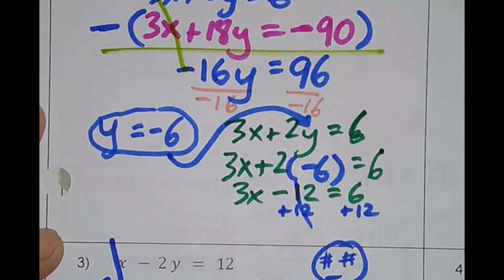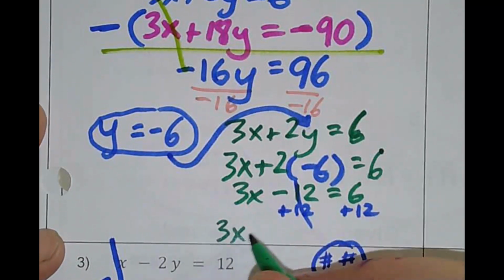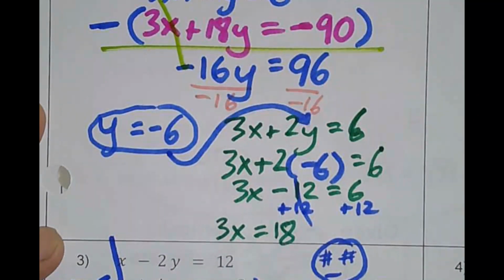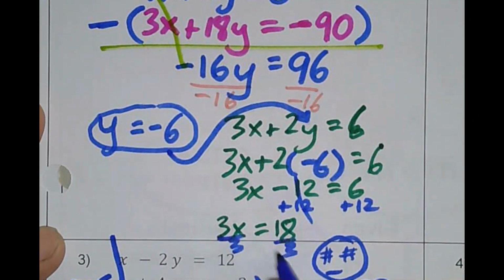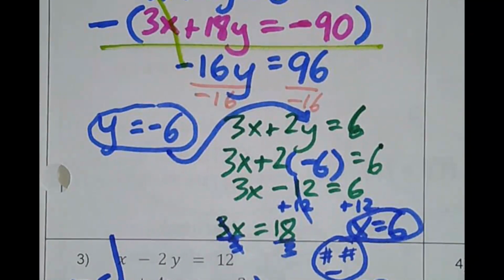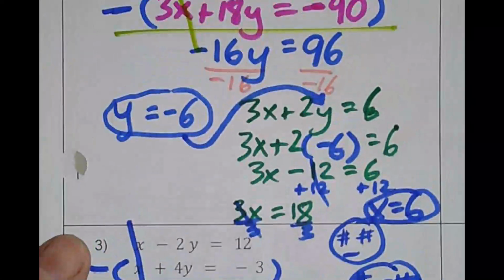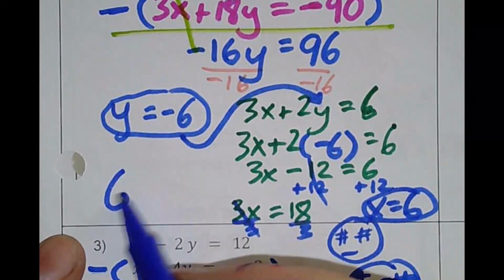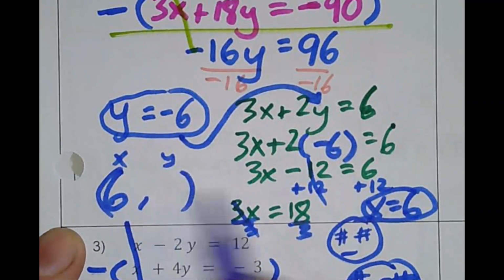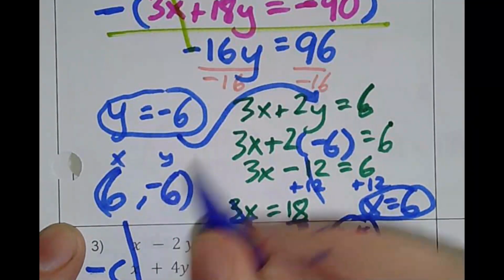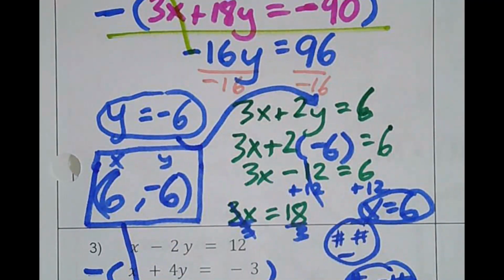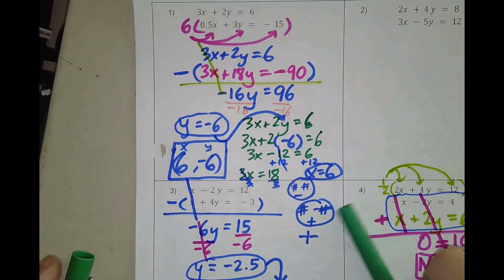Unless you wanted to do it that way. There's many ways to solve this. So we're going to get 3x equals 18. And if we divide both sides by 3, we're going to get x equals 6. 18 divided by 3 is 6. So final answer, if we write it as x comma y, please use parentheses. We get 6 comma -6 as our final answer.